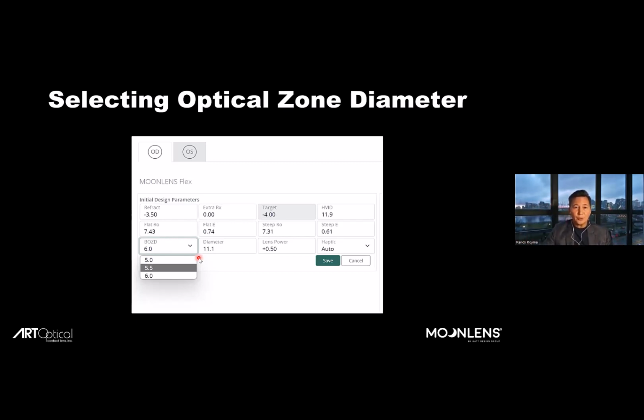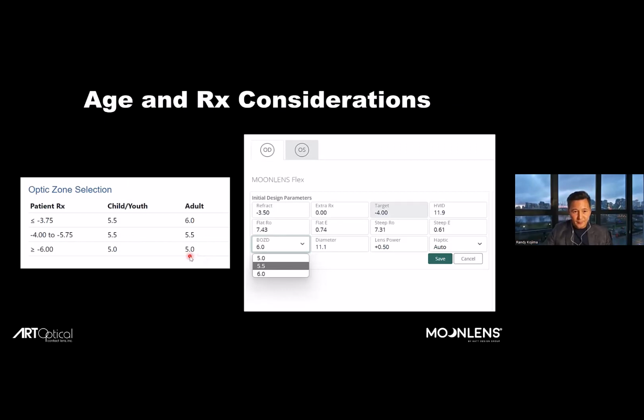So the way you choose optic zone is based on a chart like this, where the lower the RX, the bigger the optic zone might be. But you'll notice in children, the optic zone typically is smaller than it is in adults. And the reason for that is, again, we're trying to affect the treatment zone size, trying to make it smaller in kids.